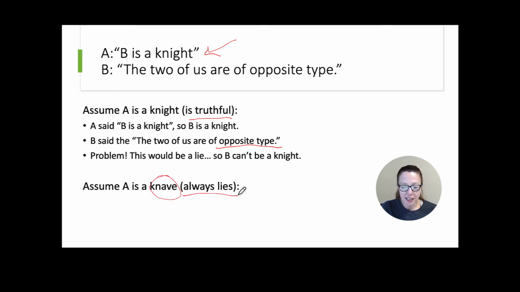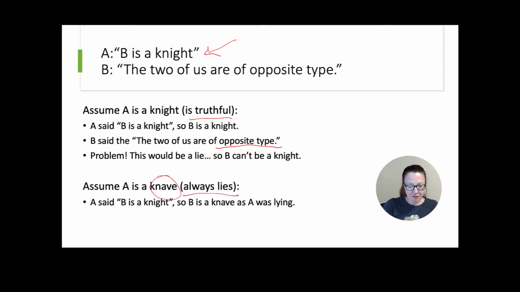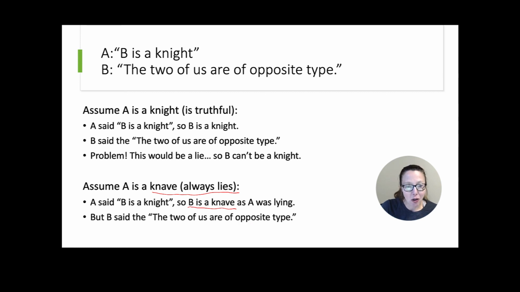He always lies. A said B is a knight, but he's lying. If he's a knave, he must be lying because knaves always lie. So if the opposite must be true, then B is a knave because A was lying. Let's see if what B said holds.